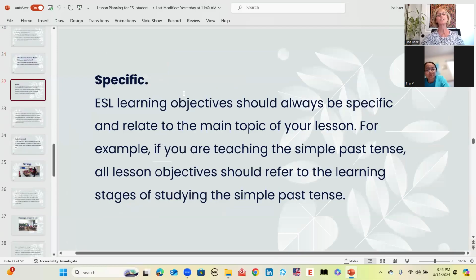Specific. ESL learning objectives should always be specific and relate to the main topic of the lesson. So for example, if you're teaching the simple past tense, all lesson objectives should refer to the learning stages of studying the simple past tense. I think that's obvious.